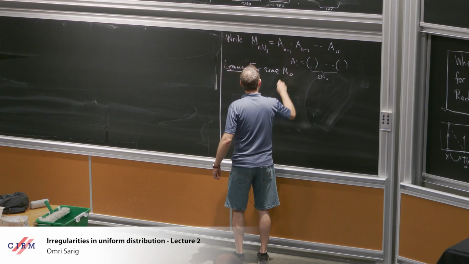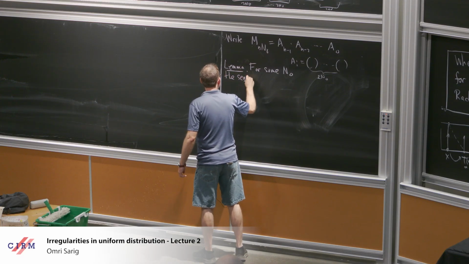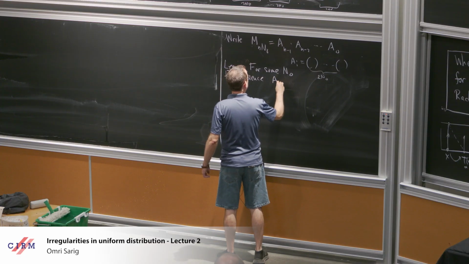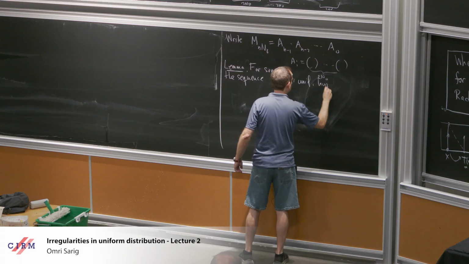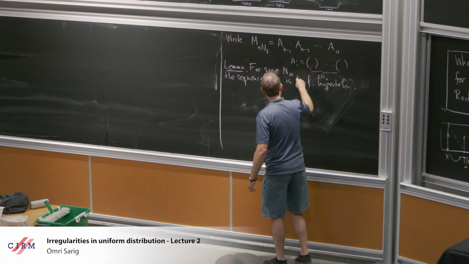For some N naught, the sequence A_i is uniformly hyperbolic. So what do I mean by this?